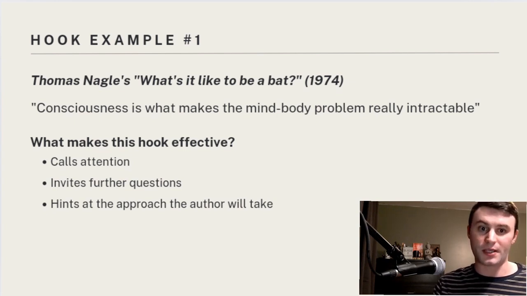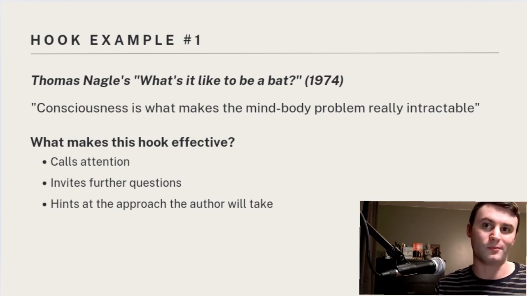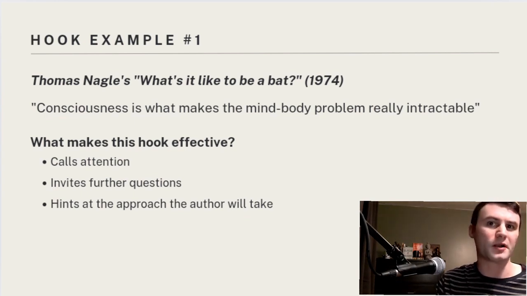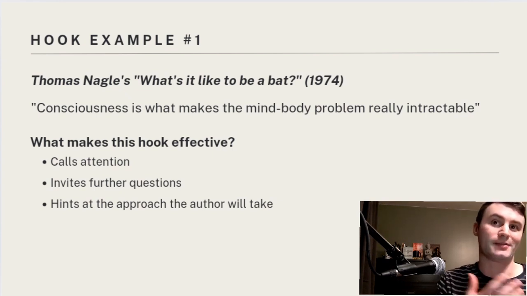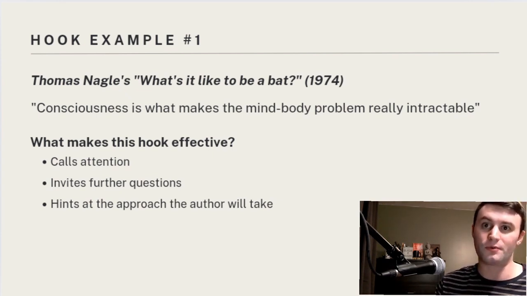It introduces a problem. In this case, he's saying that consciousness makes resolving the mind-body problem really difficult. It invites the reader to ask a further question. Questions like, is that true? If it is true, then what exactly is it about consciousness that makes the mind-body problem so difficult to solve? And it hints that if we want to solve the mind-body problem, we have to change the way we think about consciousness. So the implication is that that's part of what Nagel intends to do with his paper.